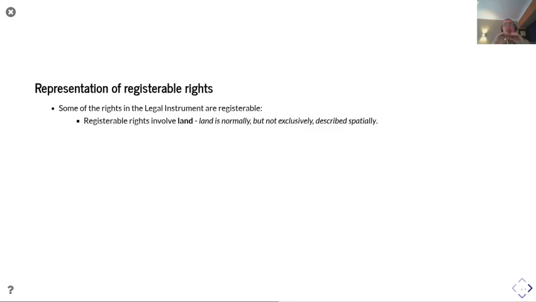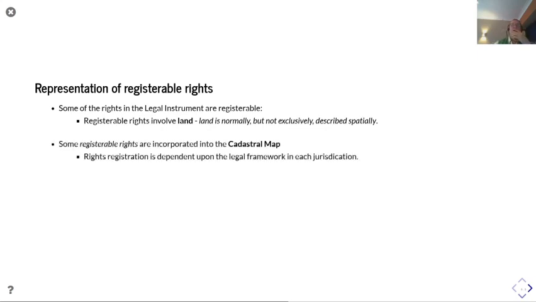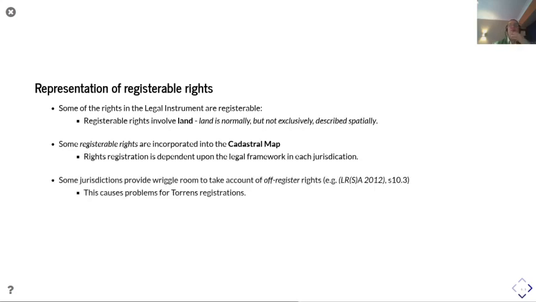The legal instrument itself may have a whole range of other elements associated with it. So some of the rights in a legal instrument are registrable. It normally involves land. Land is normally, but not exclusively, described spatially. We'll talk about that later on. Some of those registrable rights are incorporated into the cadastral map, or it could be done in more flexible ways. And again, this comes into jurisdiction dependent change, and this is where we might get into issues of deriving title and registering title, and we'll talk about those later on as well.